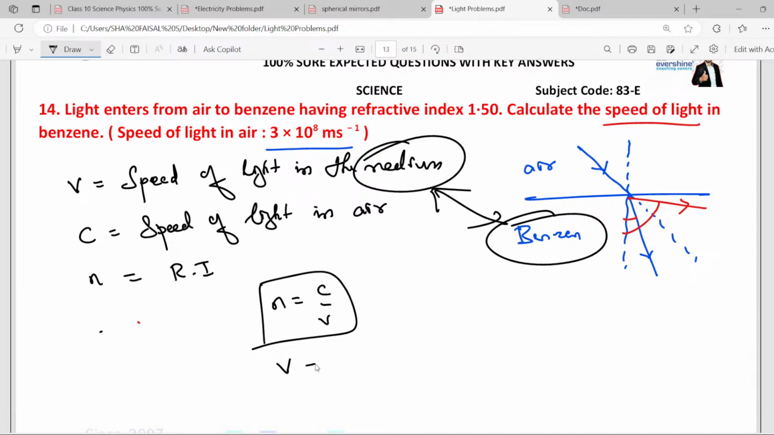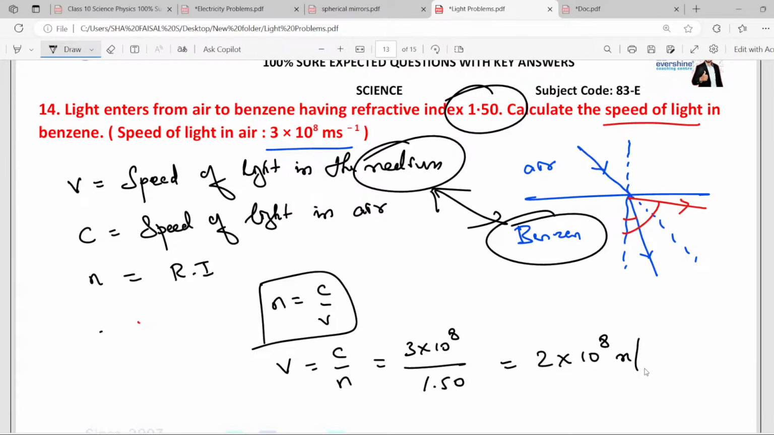Understood? So V is equal to, N comes to this side, so it becomes C by N. Now what is the value of C? C is the speed of light in air. What is the speed of light in air? 3 into 10 power 8 divided by N. The refractive index of the medium, I think they have given 1.50. Use this 1.50. Now simplify this value, you will get the answer 2 into 10 to the power of 8 meter per second. So the speed of light in benzene is 2 into 10 power 8 meter per second.